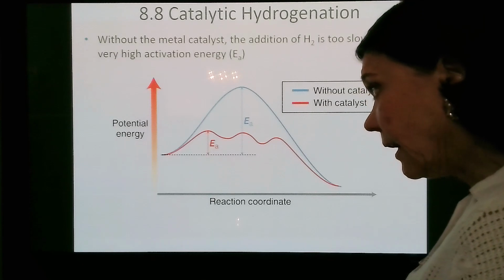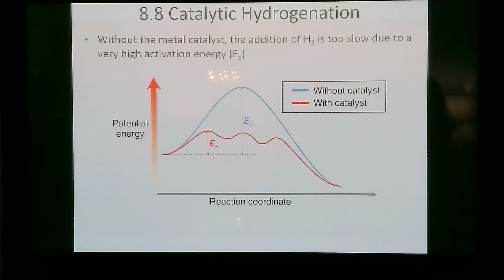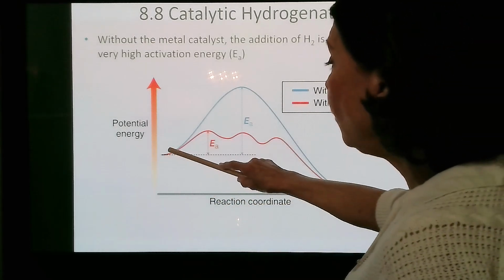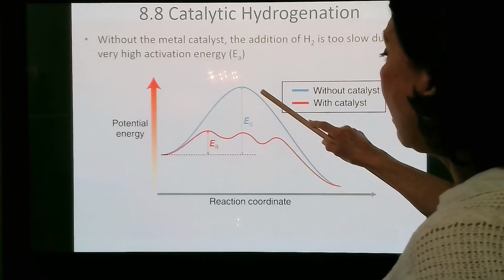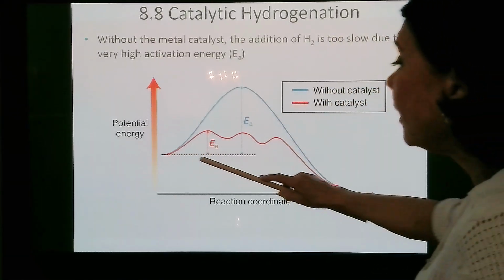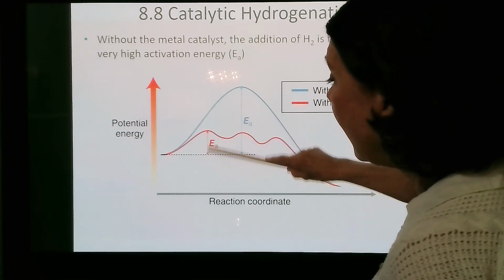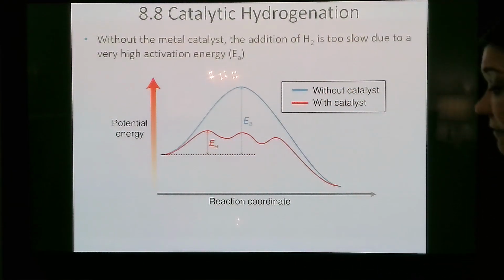The point of having a catalyst is that it provides an alternative reaction route, an alternative reaction pathway. So without the catalyst, you're going to have a high energy of activation. If you have the catalyst, you're going to have a different pathway, and you're going to have a lower energy of activation. That's what is significant.